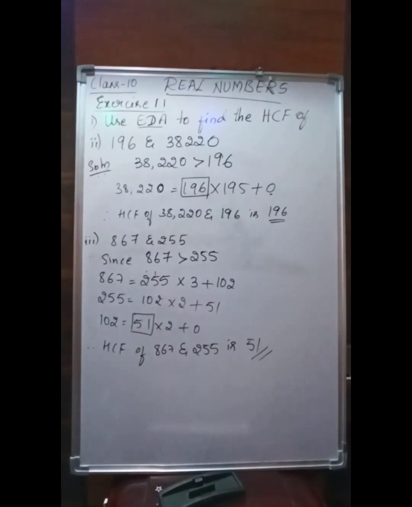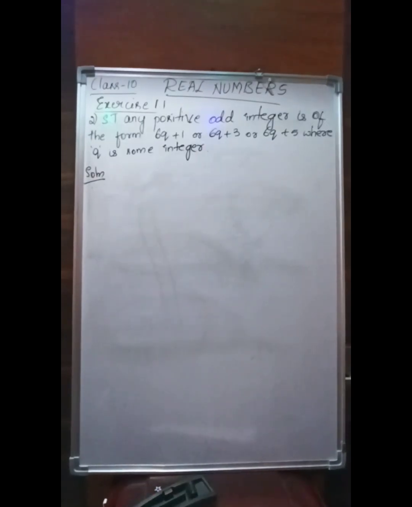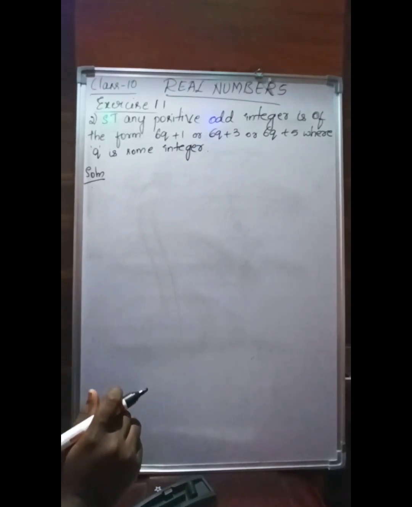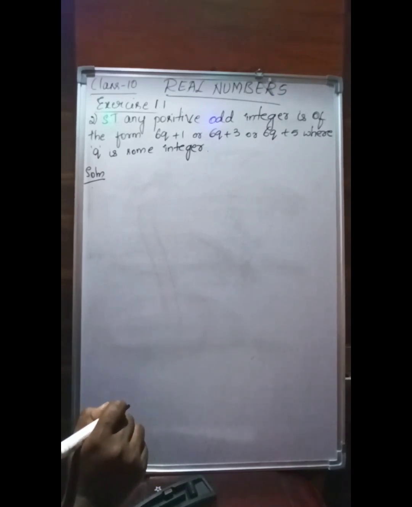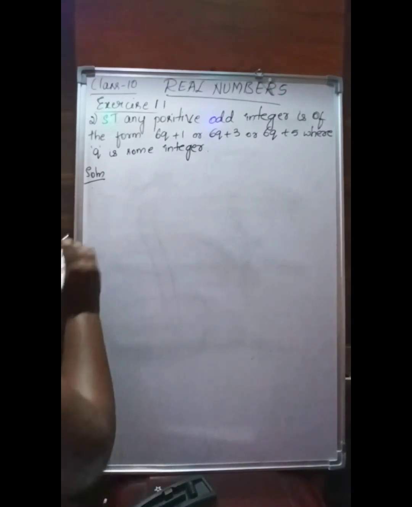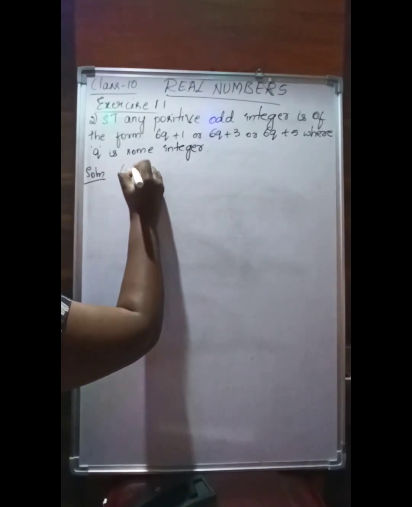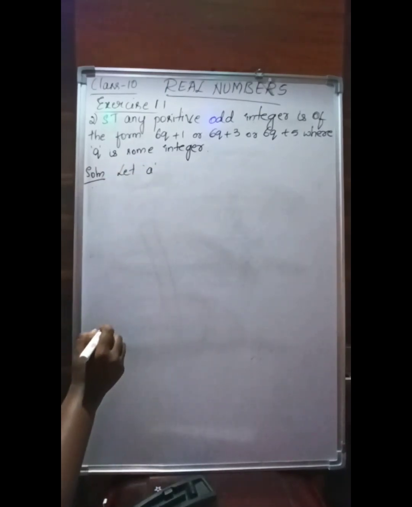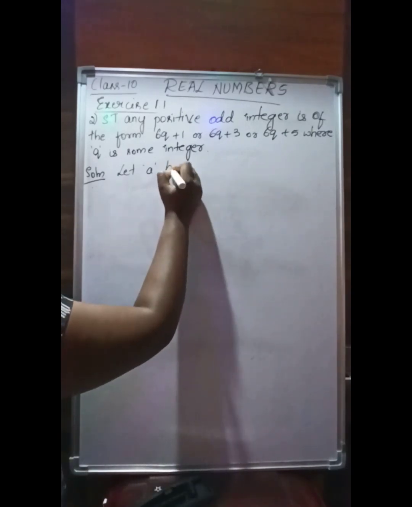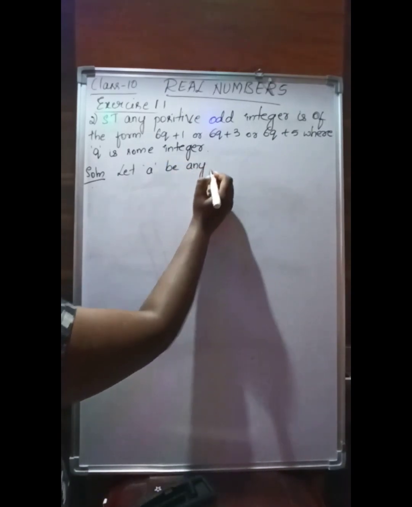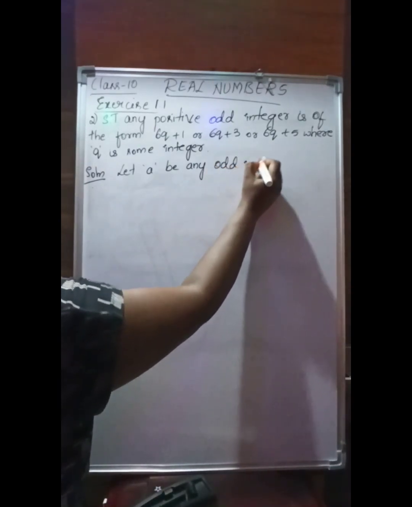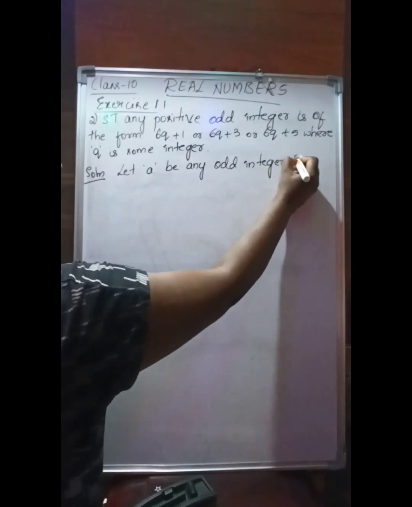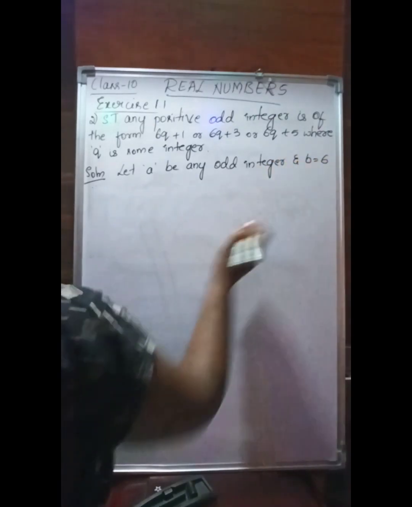Now let's move to the next one. Second problem is, show that any positive odd integer is of the form 6q plus 1 or 6q plus 3 or 6q plus 5, where q is some integer. So according to the question we can consider, let A be any odd integer and B equals 6, right?